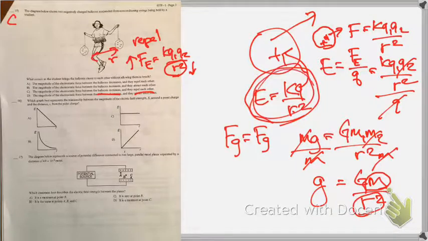So what does this graph look like if it's E on the y-axis and R on the x? It's an inverse square relationship. Just means it gets weaker as you go away from the charge. Last question on this page.